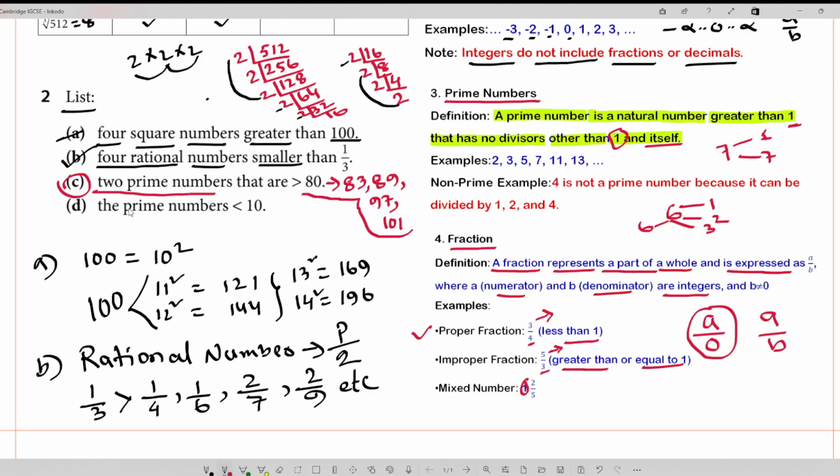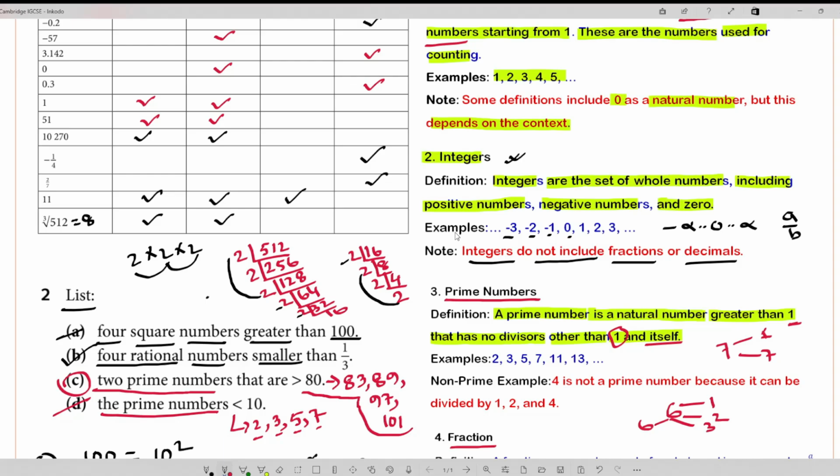And we need the prime numbers which are less than 10. Part d: prime numbers less than 10 are 2, 3, then 5, then 7. 9 is not a prime number because 9 can be divided by 1, 9 and 3. So less than 10, the prime numbers are 2, 3, 5, 7.